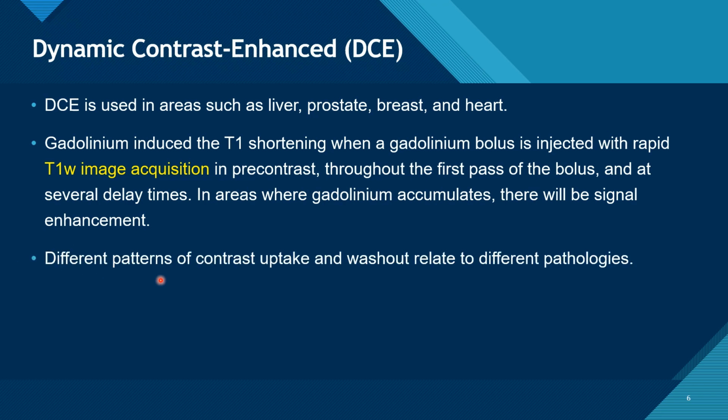According to this pattern of enhancement, we will have different patterns of contrast uptake and washout, and in this way we can plot contrast or enhancement curves, and this will denote different pathologies according to the behavior of the contrast going into and going out of the tissues.